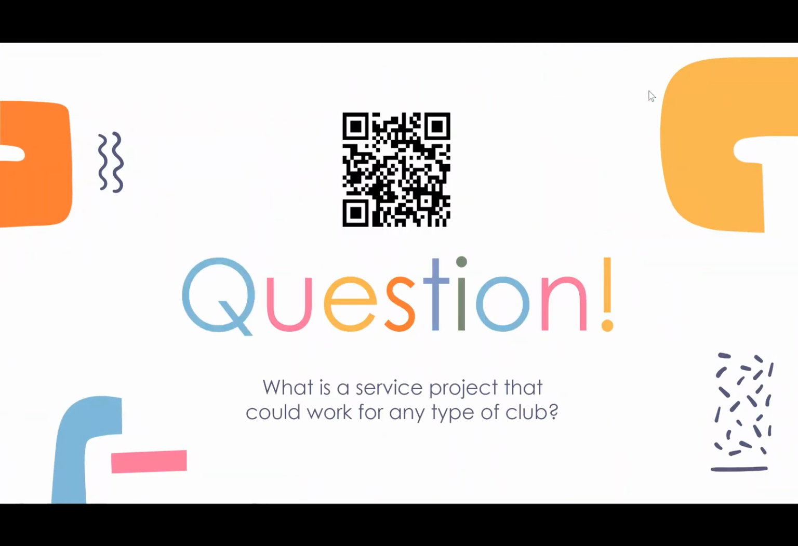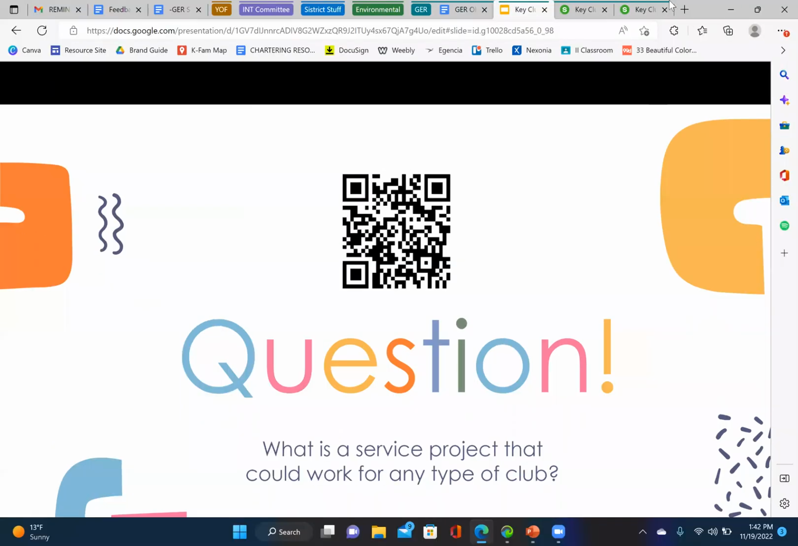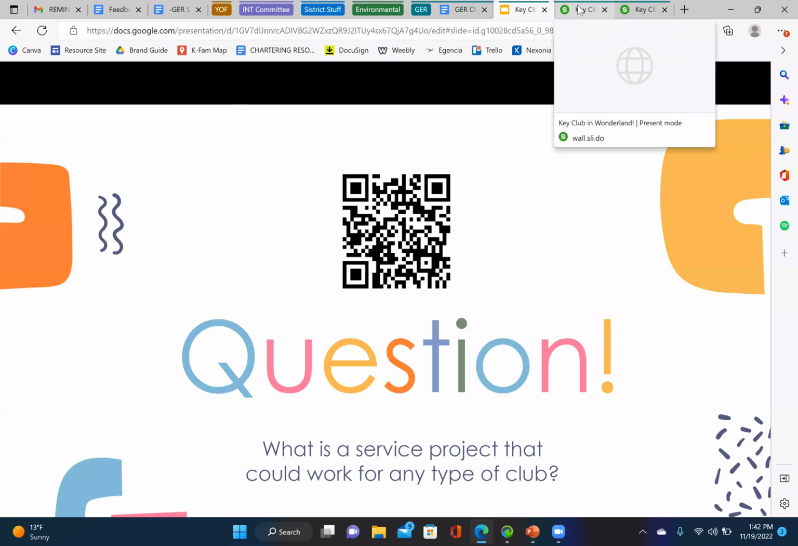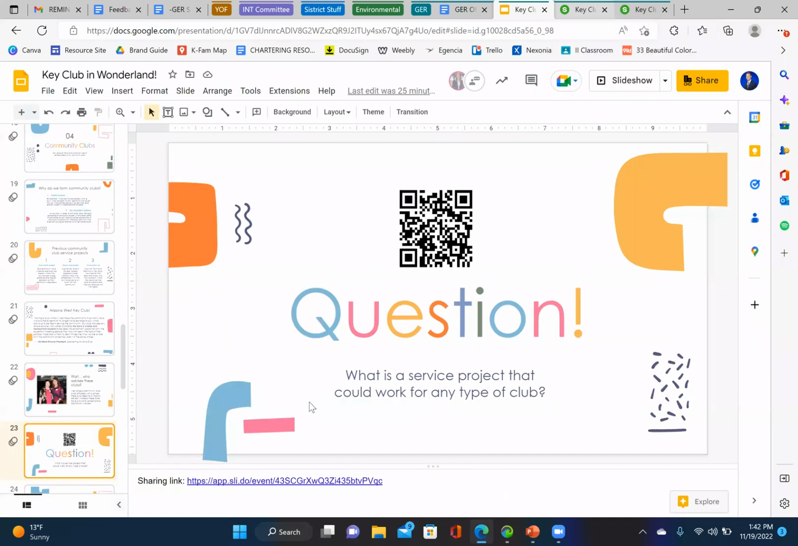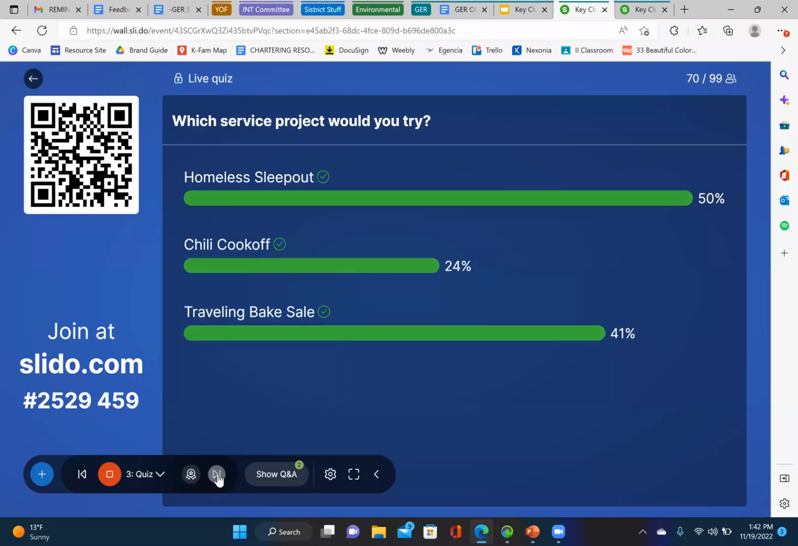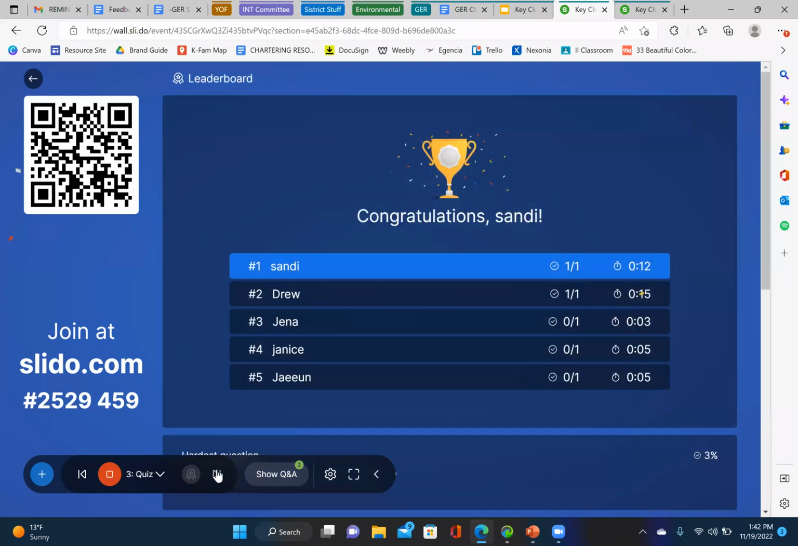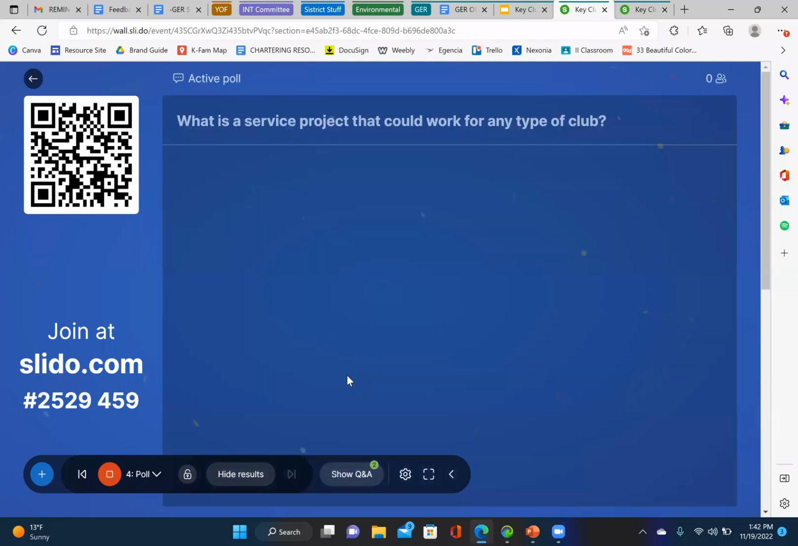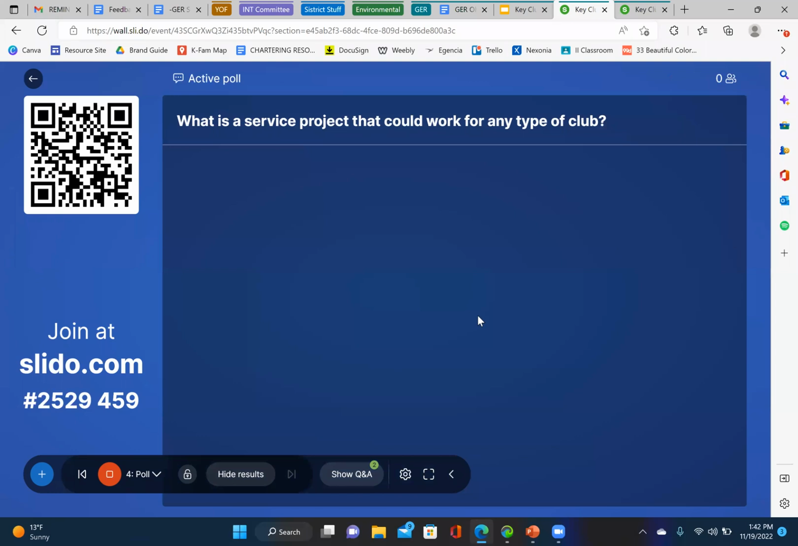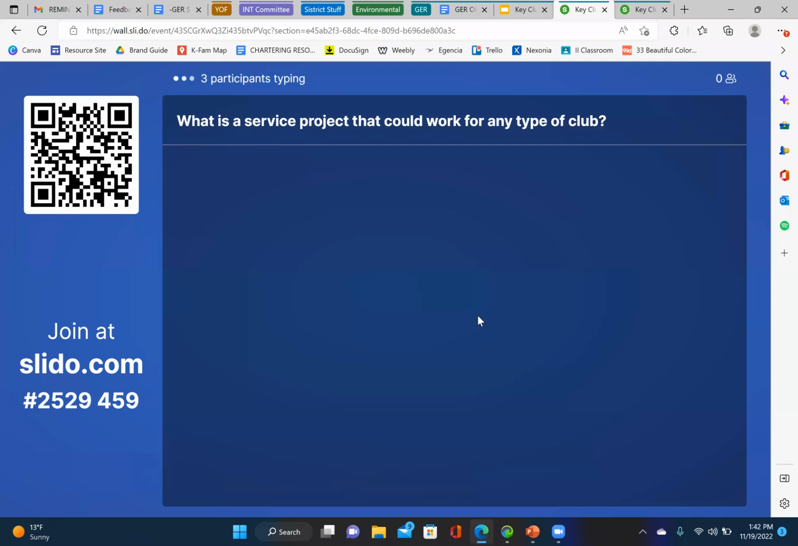Okay. Looks like we do have another question. What is a service project that could work for any type of club? So we're going to do a little quiz. Hopefully you guys remember all the different types of clubs. So put in just any service project that would work for any club. It could be a service project that you are currently doing, one that could possibly work for anyone, different stuff like that.